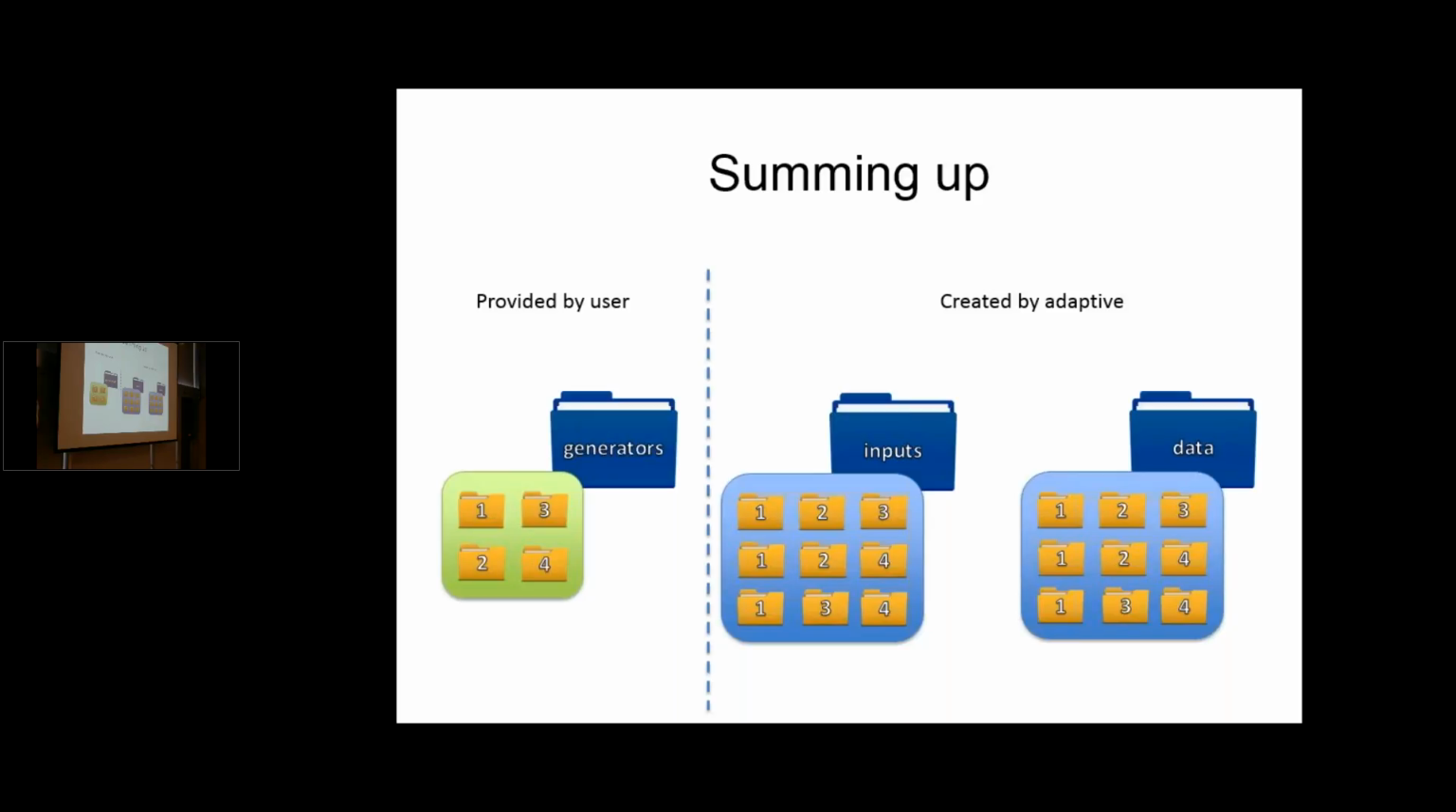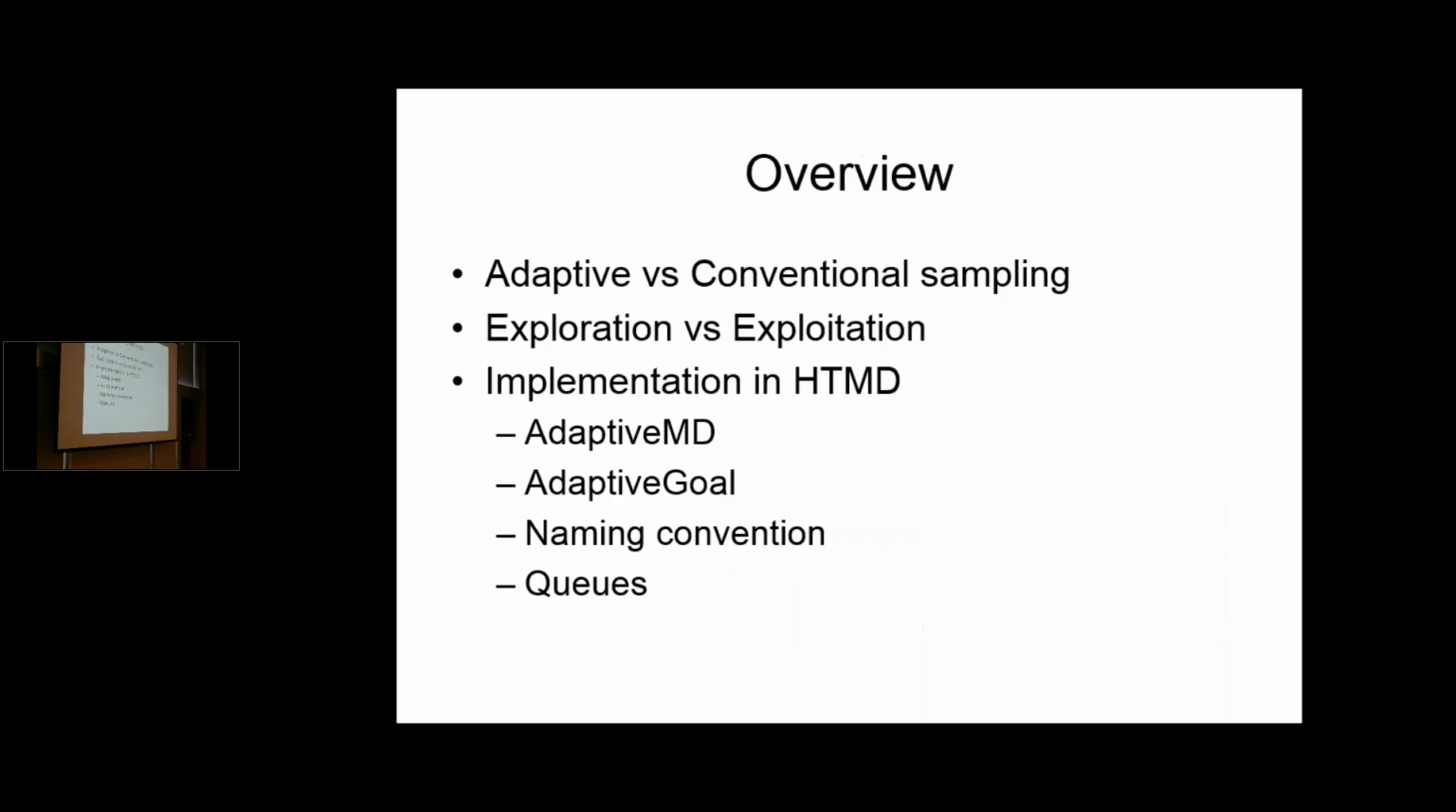So to sum up, if you want to do just the exploration aspect, the user needs only to provide the generators folder with these subfolders, each one of which is a starting conformation for your simulations, including all of the files that you need to run the simulation. The inputs and the data, and also the filtered folder, are going to be created automatically by the adaptive, and practically you don't need to mess around much with them unless you want to analyze the simulations later manually.